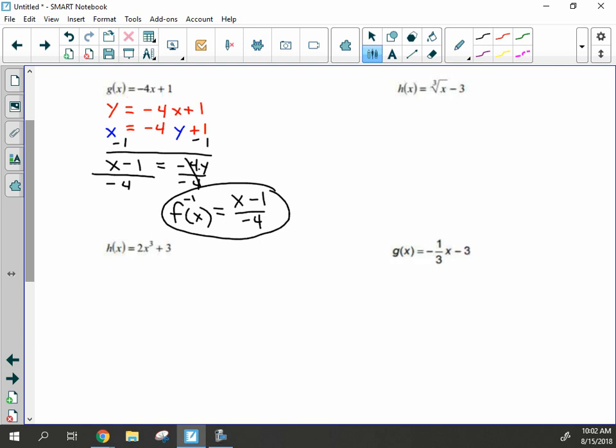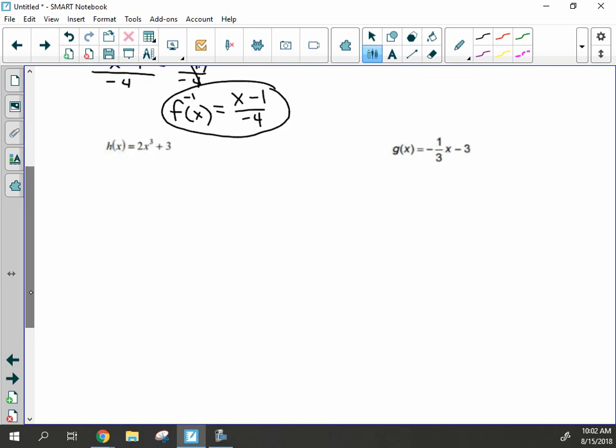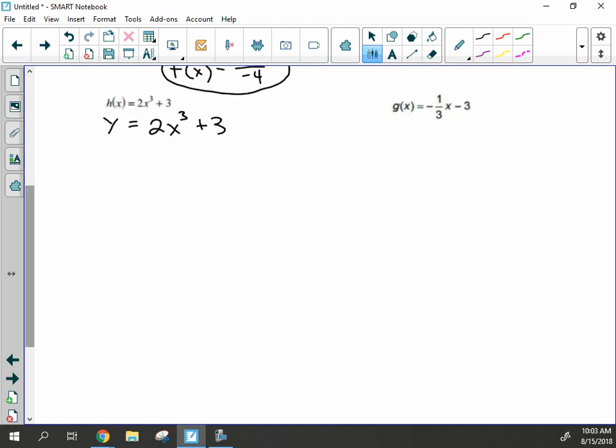So the next example is the h of x example. The h of x example is just like all the other ones. I don't care what letter it has. We're always going to switch it to a y first. So y equals 2x to the third plus 3. Second step, switch the x and the y. So we're going to put x here, y here, and then everything else is going to stay exactly the same. So the equal sign, the 2, the 3 up here, and then the plus 3 right here. So all we're doing is switching the x and the y.